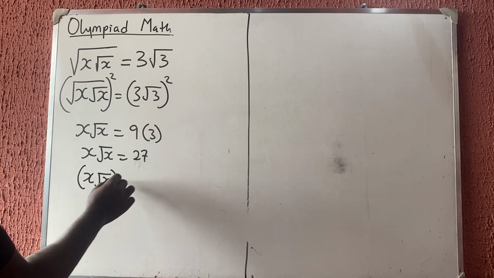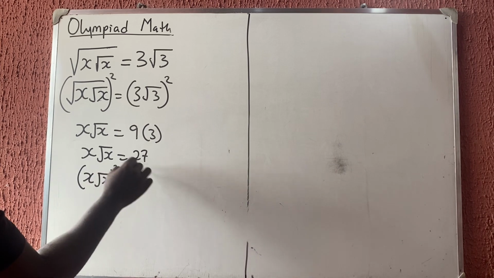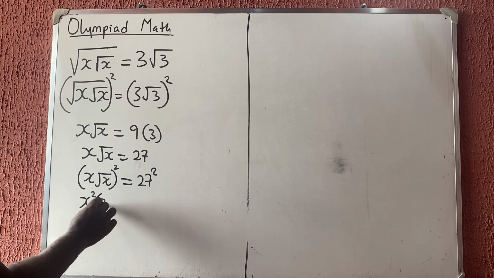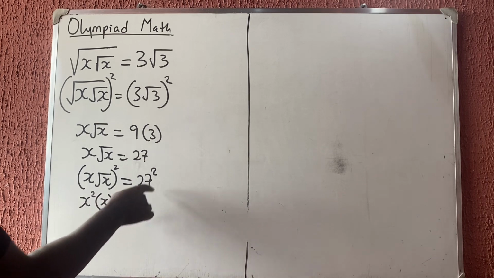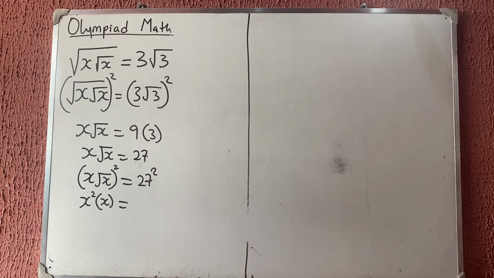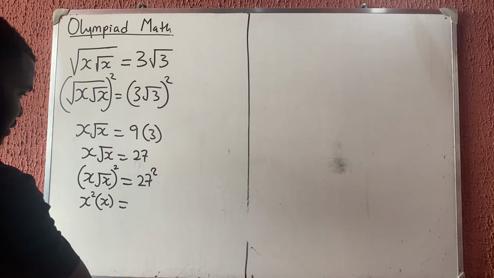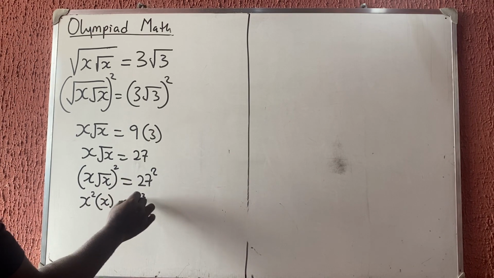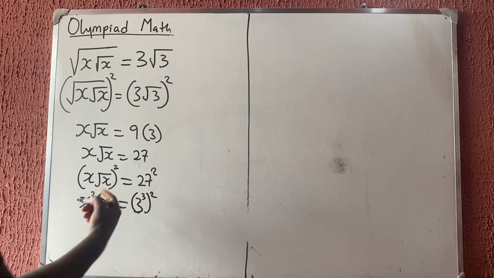So if I equally square both sides again, I'm going to have that x times the square root of x, all squared, is equal to 27 squared. So I'm having x squared in bracket of x is equal to what? This is 27 raised to power 2. So 27, that is 27 is 3 raised to power 3, then all squared. Let me leave it like this.